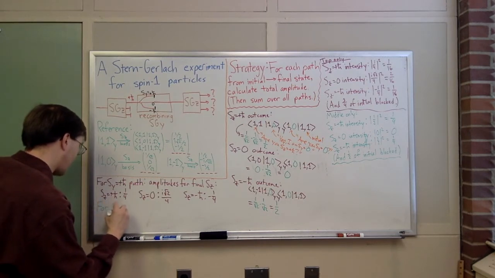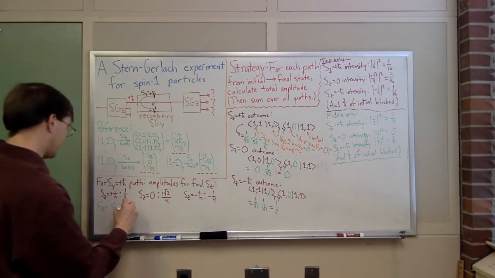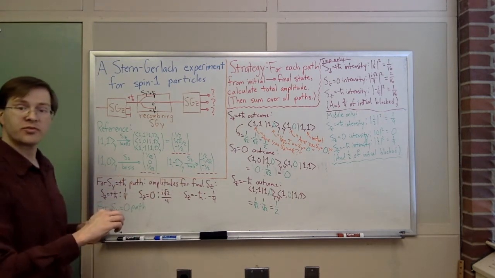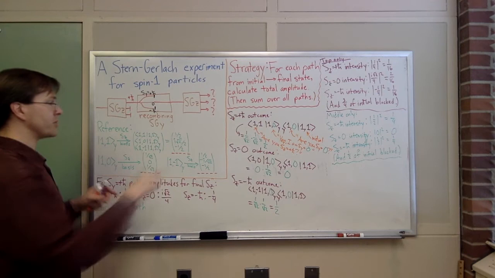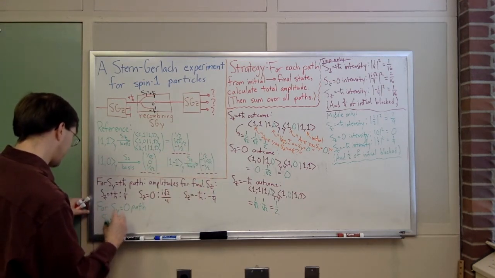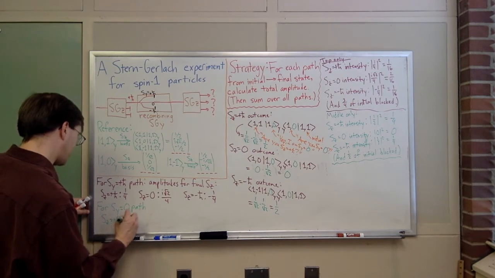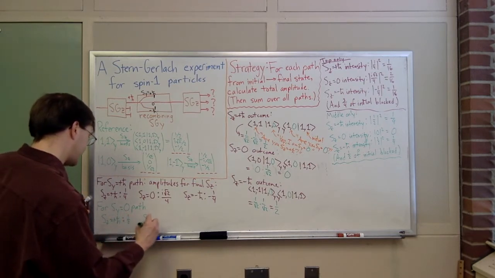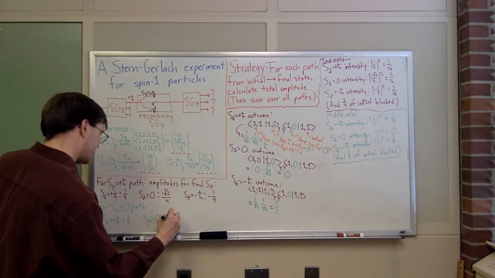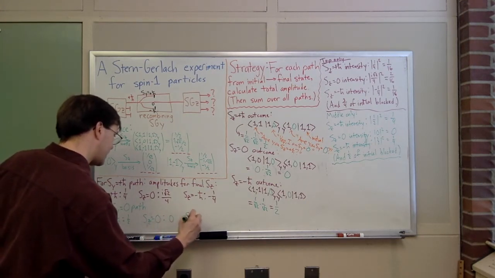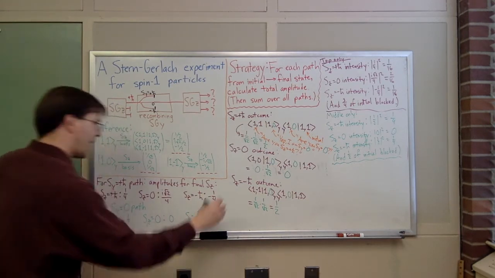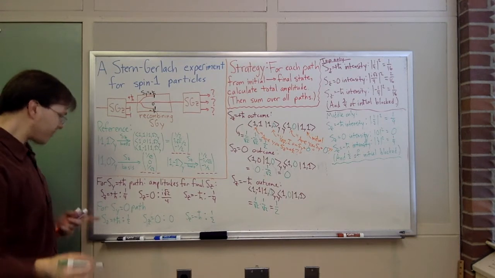For our SY equals 0 path, the amplitudes for the final SZ, let me just copy those amplitudes down again. I had SZ equals plus H bar, my amplitude was 1/2. SZ equals 0, my amplitude was 0. And SZ equals minus H bar, my amplitude was 1/2, all that way. Okay, so I've got those results.